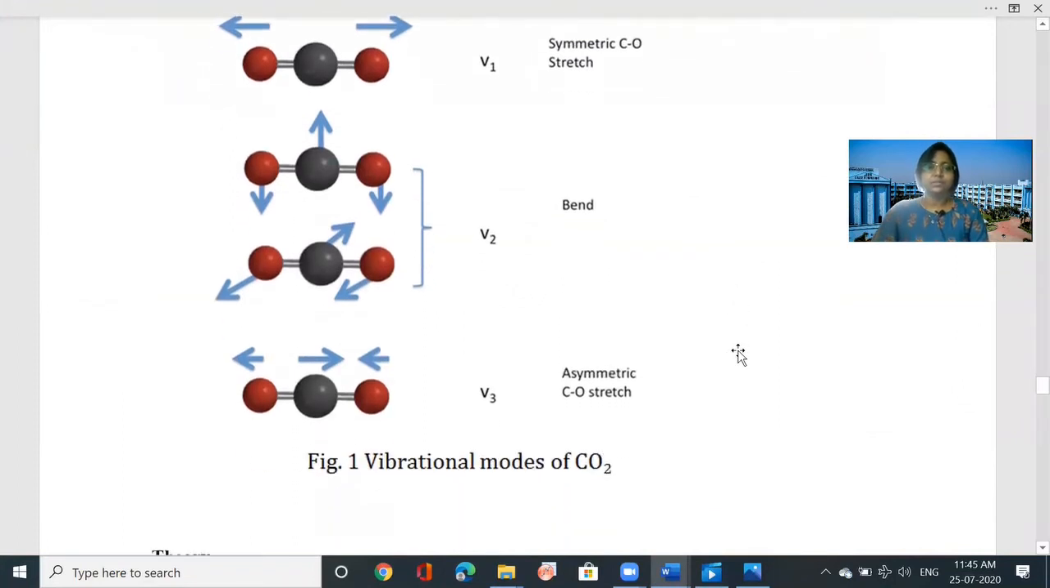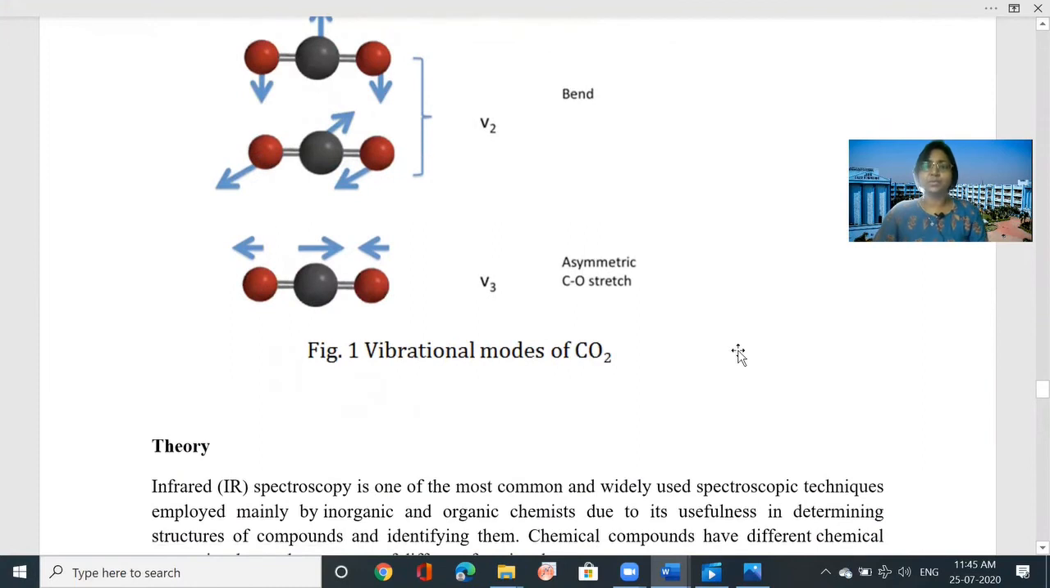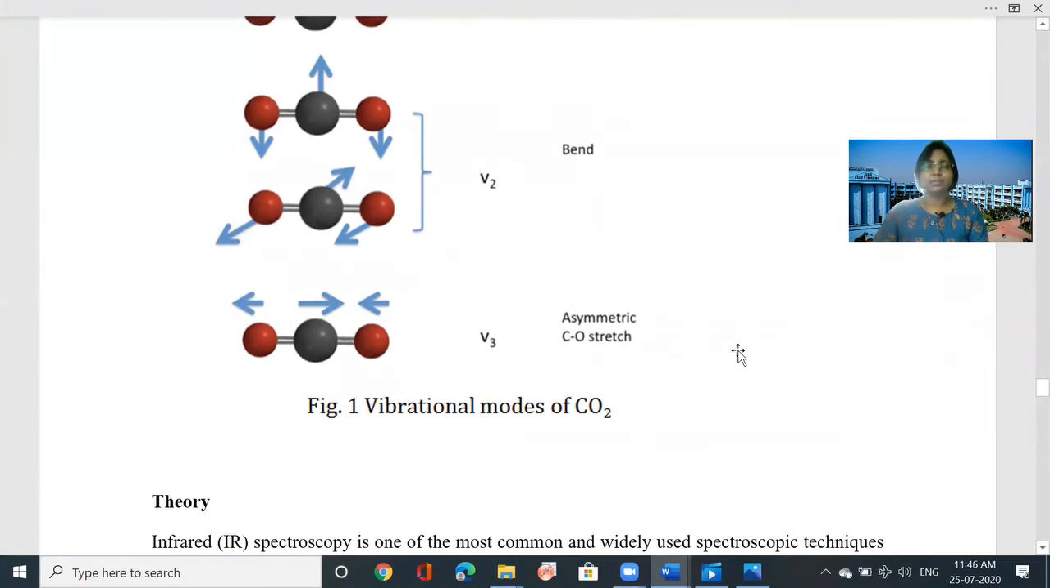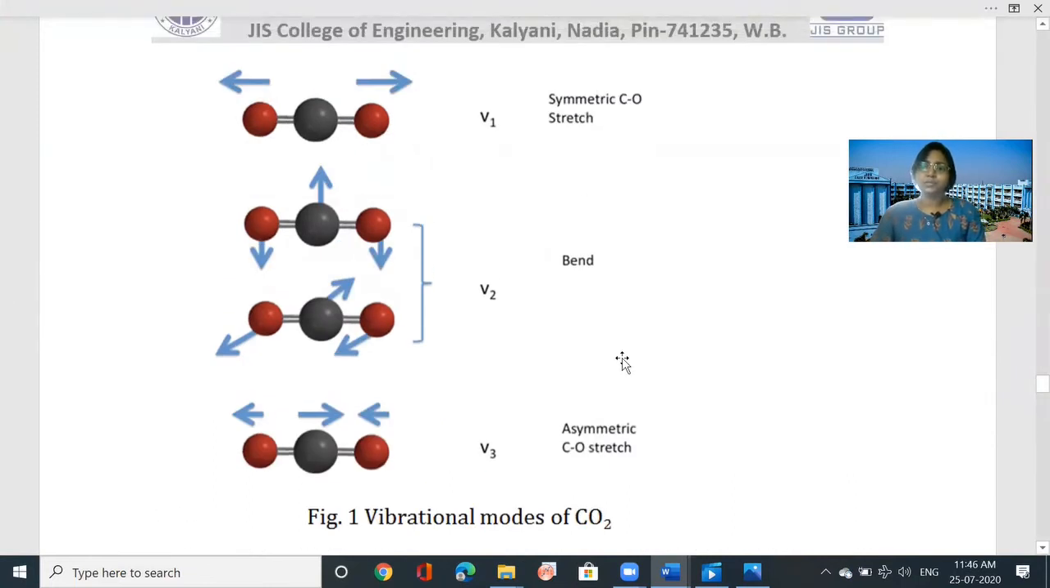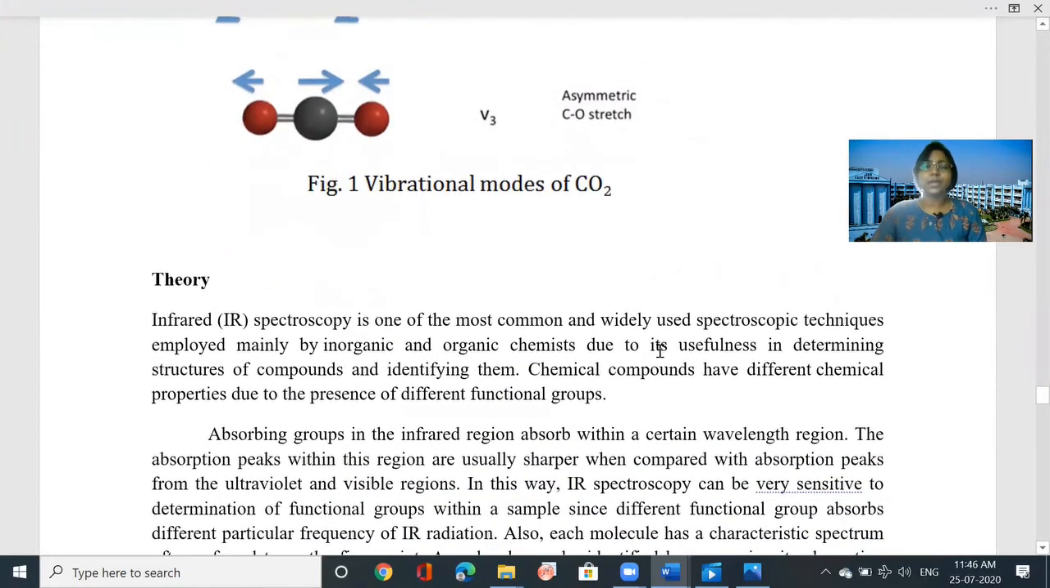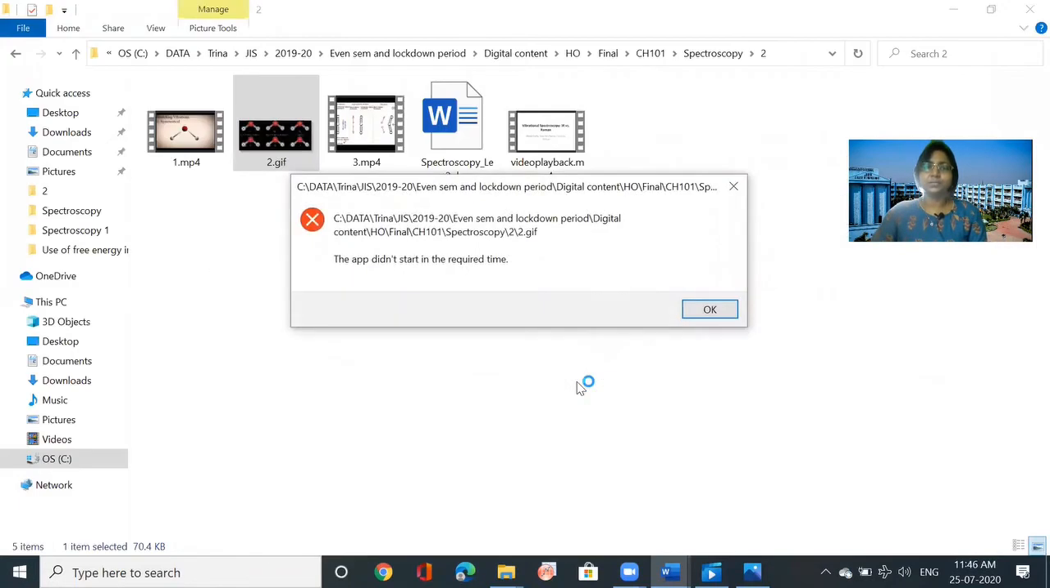Okay. So you have understood the vibrational modes of CO2, the different vibrational modes, symmetric and asymmetric, carbon-oxygen bond stretching and bending. When it is symmetric, the dipole moment is 0. But when it is asymmetric, then there is a dipole moment. And as there is a dipole moment, we can say that it is IR active. In this case, it can absorb the IR radiation. That means it can interact with the IR radiation.